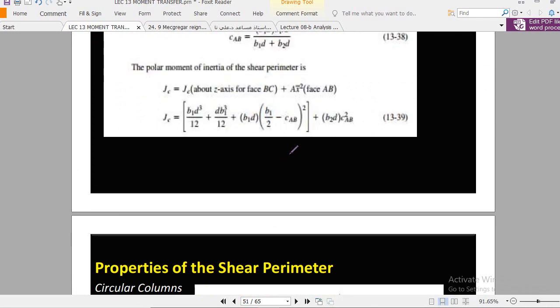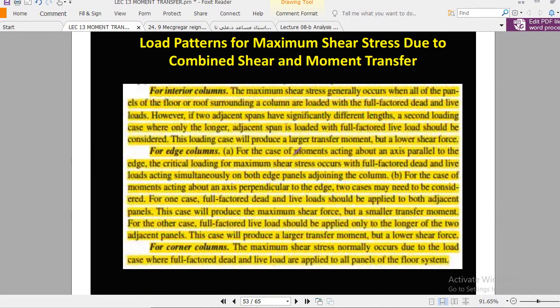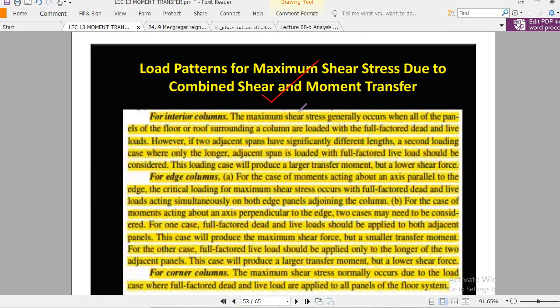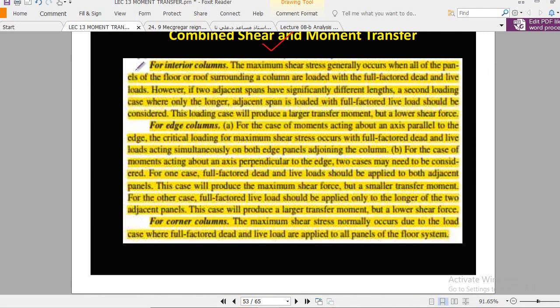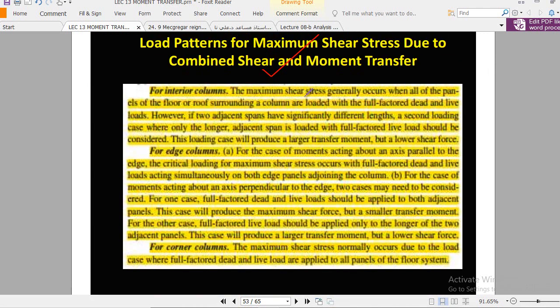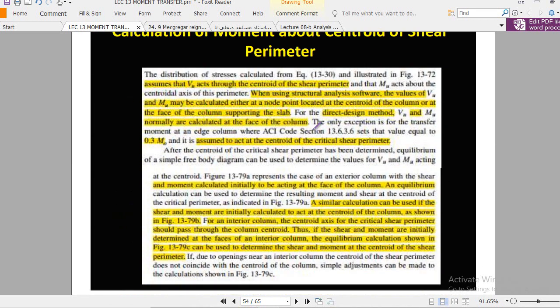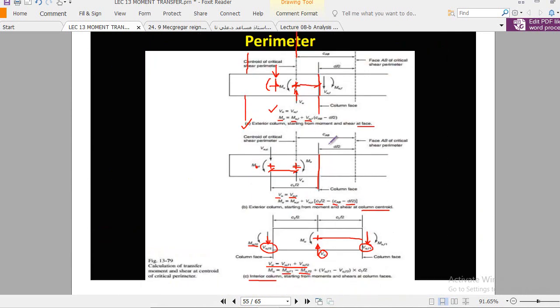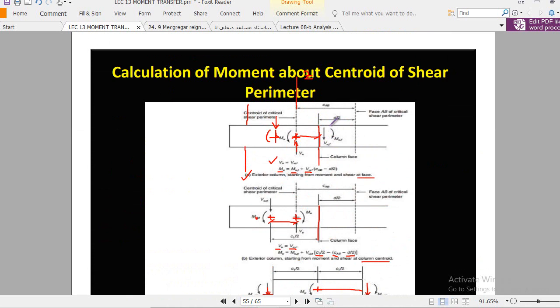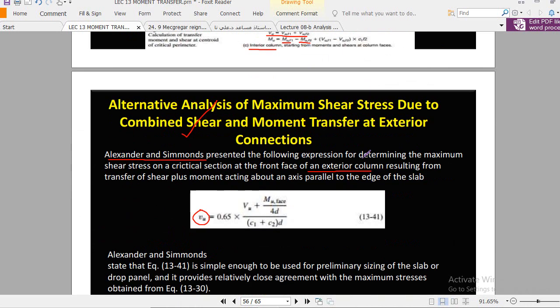So if you don't watch that lecture, which is lecture number 15, sorry, you will be unable to understand today's lecture, right? In lecture number 15 we also covered the different load patterns for interior column, edge column, and corner column, which will give you the maximum shear and maximum unbalanced moment, right? And similarly we also discussed how to transfer the face moment and face shear to the shear centroid and to the centroid of the column in the case of exterior column, interior column, and corner column.